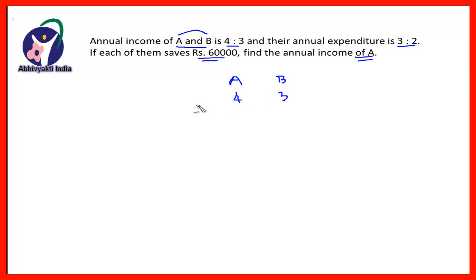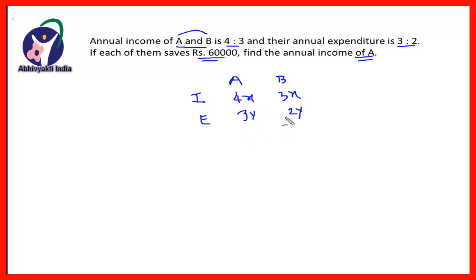4:3 income. So let this be 4x and this be 3x. So annual income of A is 4x, annual income of B is 3x. Now their expenditure ratio is given as 3:2. So we will assume that expenditure of A is 3y and expenditure of B is 2y.